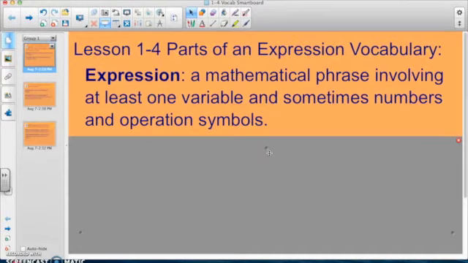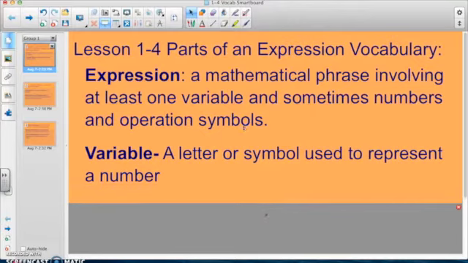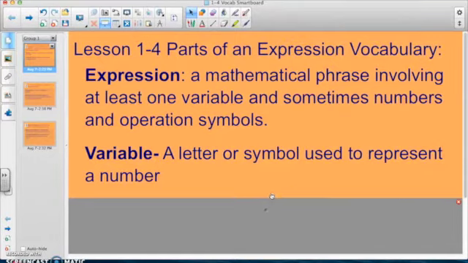All right, our next vocabulary word is variable. A variable is a letter or symbol used to represent a number. The typical ones that you'll see used in this course are x and y, but we can really use any variable that we would like. The ones that we typically avoid, though, are the letter O, as it can easily be confused with a 0. Other than that, we can pretty much use whatever letters we like.